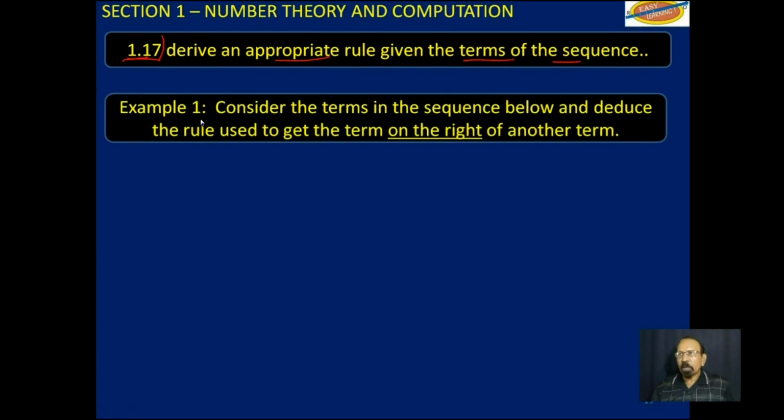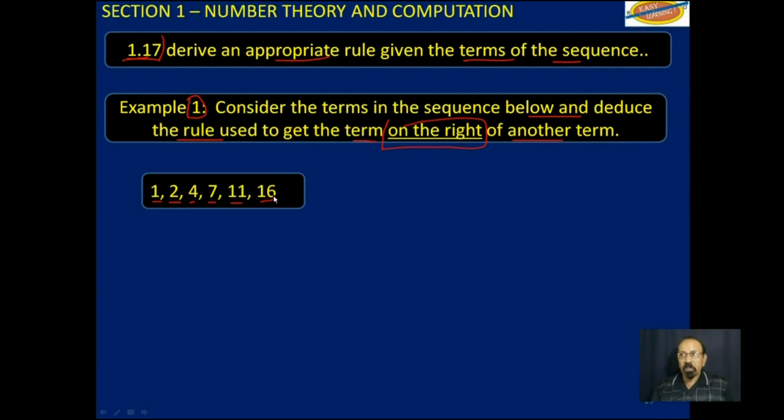So example 1, consider the terms in the sequence below and deduce the rule used to get the term on the right of another term. Okay, here's the sequence: 1, 2, 4, 7, 11, 16. We have to deduce the rule. We don't have to get any more terms, just deduce the rule.